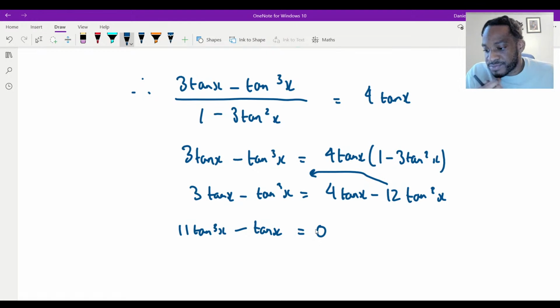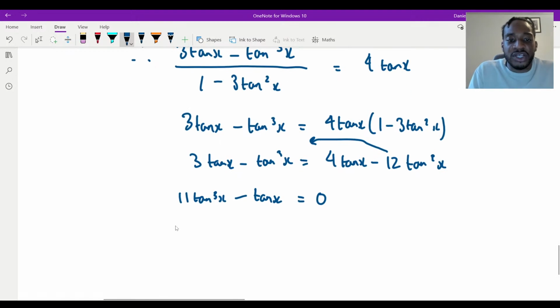And then what we can do, yeah, thanks for that, discipline and determined. Yeah. Appreciate it. But yeah, now we can just factorize.